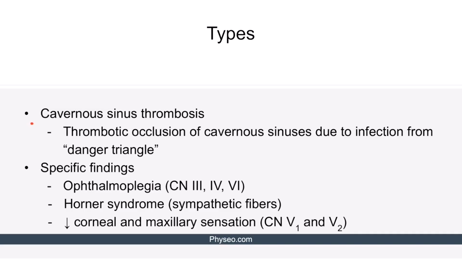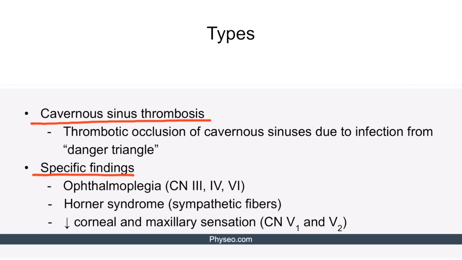Let's talk about cavernous sinus thrombosis, a specific type of cerebral venous thrombosis. Cavernous sinus thrombosis, as the name implies, is thrombotic occlusion of cavernous sinuses, most commonly due to infections from the danger triangle. Specific findings of cavernous sinus thrombosis are explained by the nerves traversing the cavernous sinus. Involvement of cranial nerves 3, 4, and 6 can induce ophthalmoplegia because these nerves are responsible for eye movements.